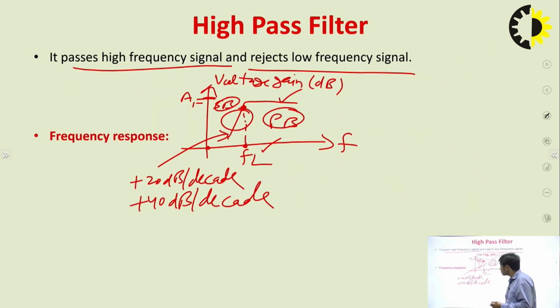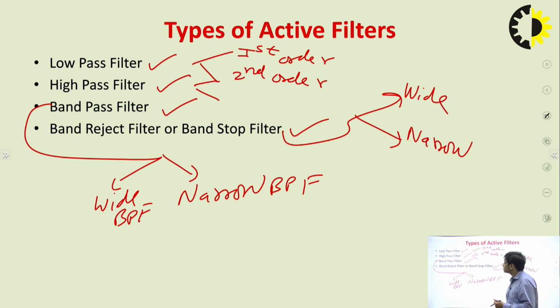As far as low pass and high pass filters are concerned, like I have already mentioned, we need to study 2 types of low pass filter, first order and second order. Basically, the order of the filter is determined by the number of RC sections. If we are using one RC section, it is called first order low pass. If we are using 2 RC sections, it is called second order low pass. Similarly, in high pass also, 1 RC section first order, 2 RC sections second order, 3 RC sections third order.